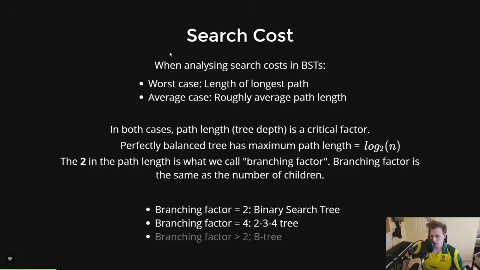Now, when I just talked about the search cost, this is just a bit more of an elaboration on what I just said briefly. A big part of what makes your tree big is what you call the branching factor. A branching factor is basically how many children a node can have, up to. And binary search trees are a type of tree that has a branching factor of 2, because you have a node with 2 children.